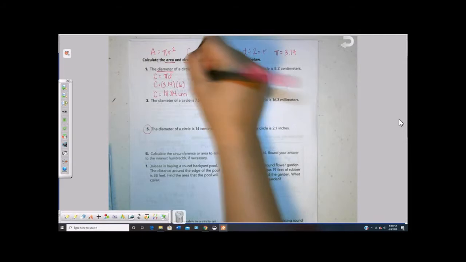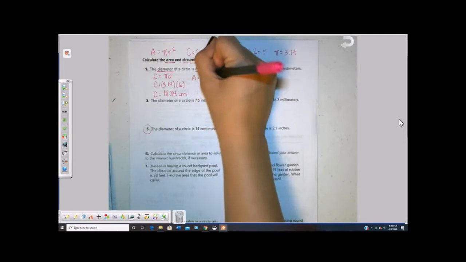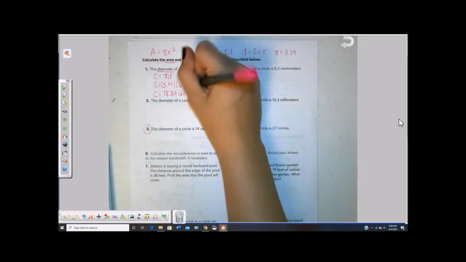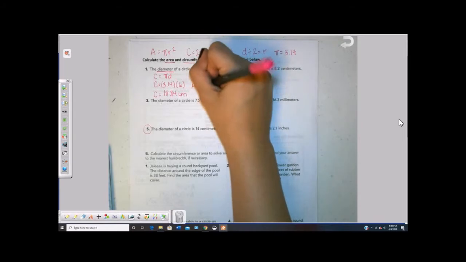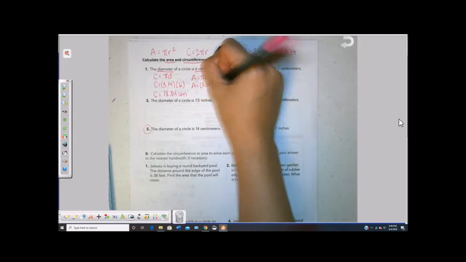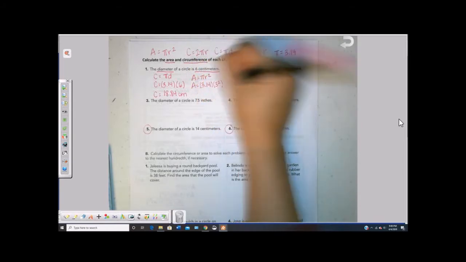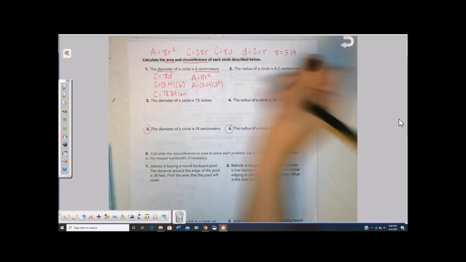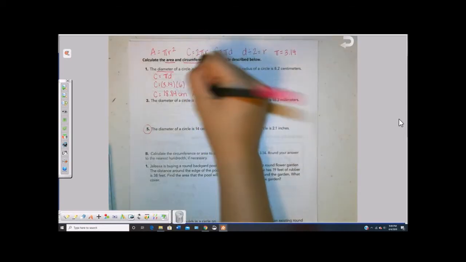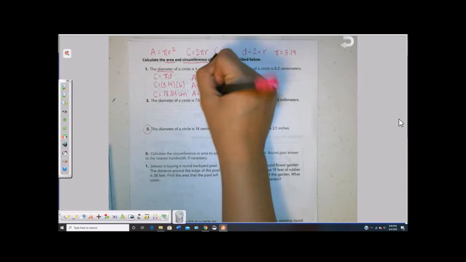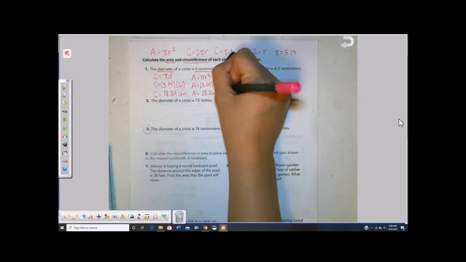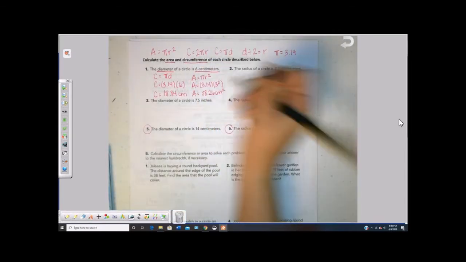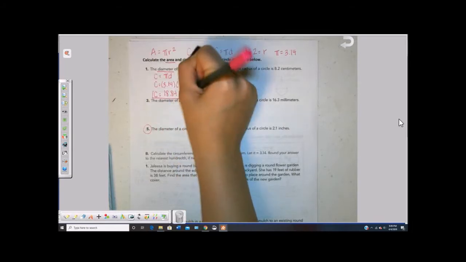For our area, we have pi r squared. Remember, pi is 3.14. And remember, radius is half of your diameter, so half of 6 is 3, so we have 3 squared. And when you do this, you get 28.26 centimeters squared.